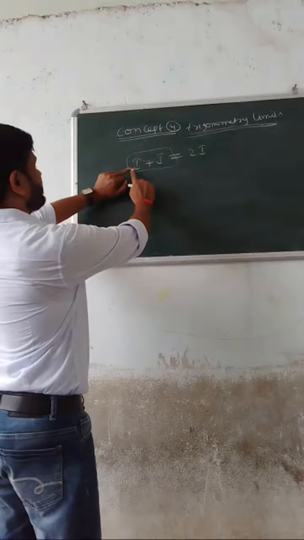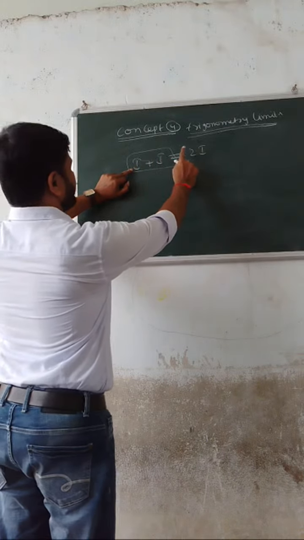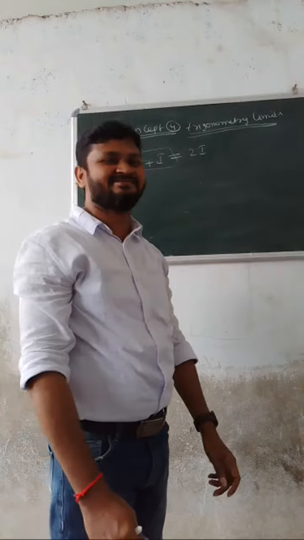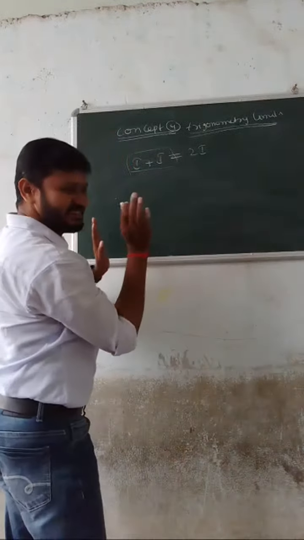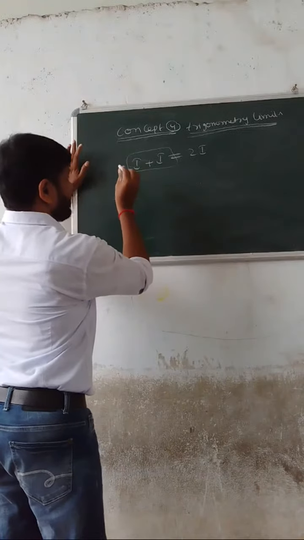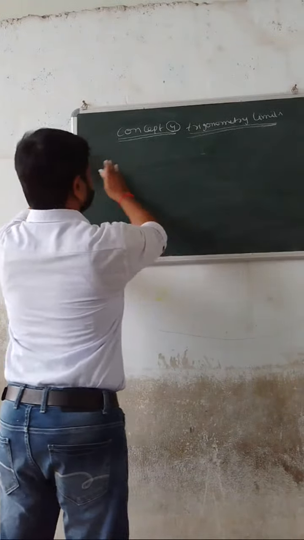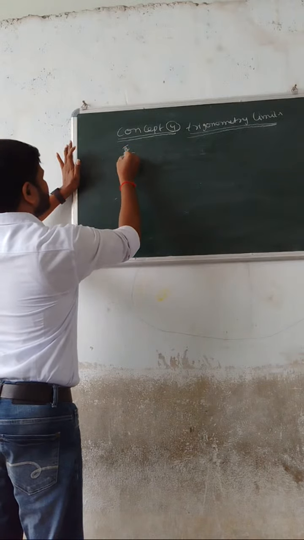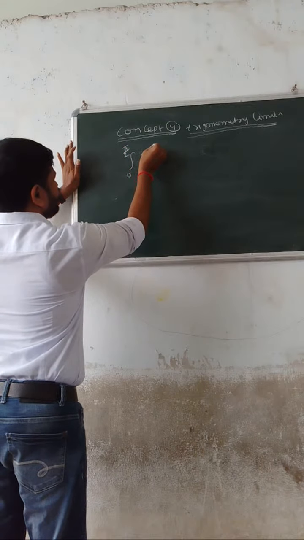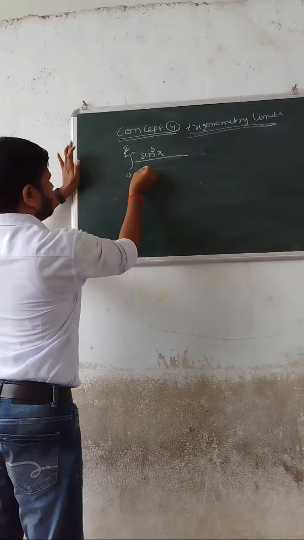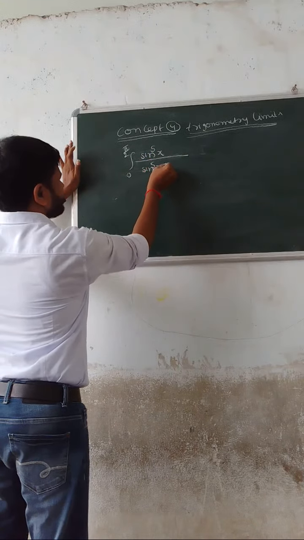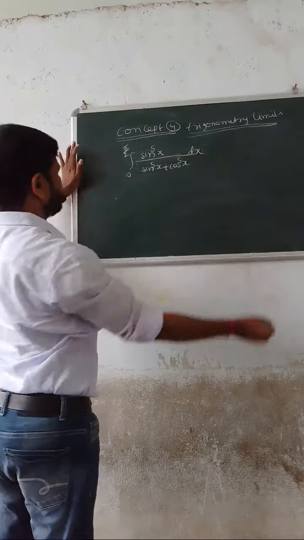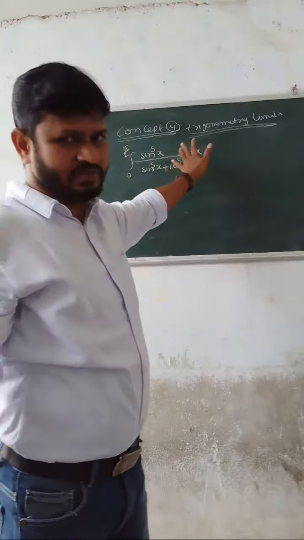So that concept is I plus I, that is 2a. What is I plus I said? Just wait, I am giving one example. See, integral from 0 to pi by 2 of sin power 5x by sin power 5x plus cos power 5x dx. That is a trigonometry limits question.